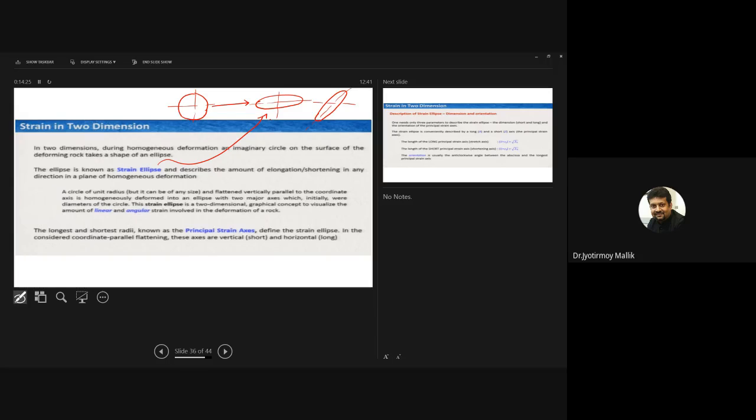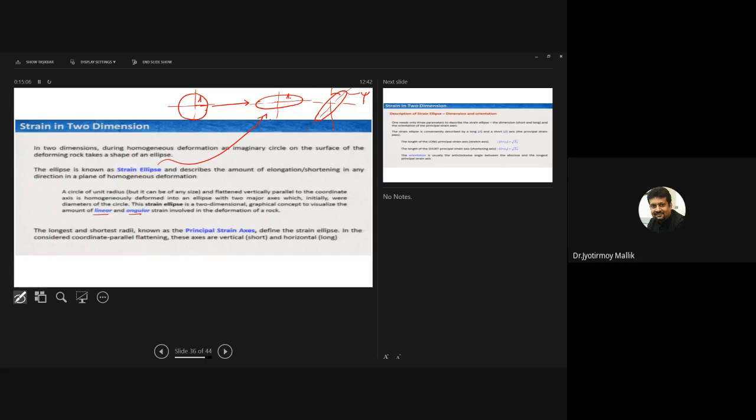A circle of unit radius and flattened vertically parallel to the coordinate axis is homogeneously deformed into an ellipse with 2 major axes, which initially were diameters of the circle. The strain ellipse is a 2-dimensional graphical concept to visualize the amount of linear or angular strain. Here this would be my angular strain, and here, if I calculate this as D and this as L, then L by D, of course, is my linear strain.